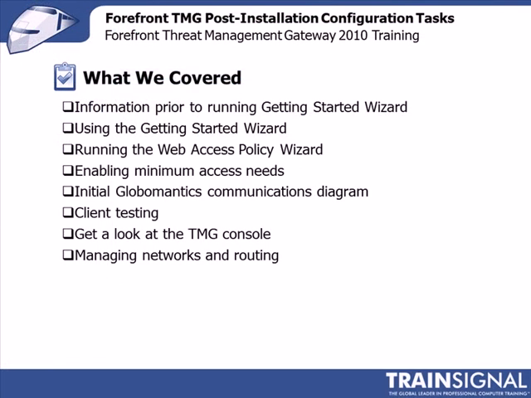We started this lesson with a discussion about some information you need to understand before running the Getting Started wizard, and then we actually ran the Getting Started wizard to perform the initial configuration of the Global Mantics Threat Management Gateway system. Next, we ran the Web Access Policy wizard in order to enable basic access to the internet, and then we enabled some additional minimum access needs, specifically DNS traffic. You then got to look at some Global Mantics communications information.